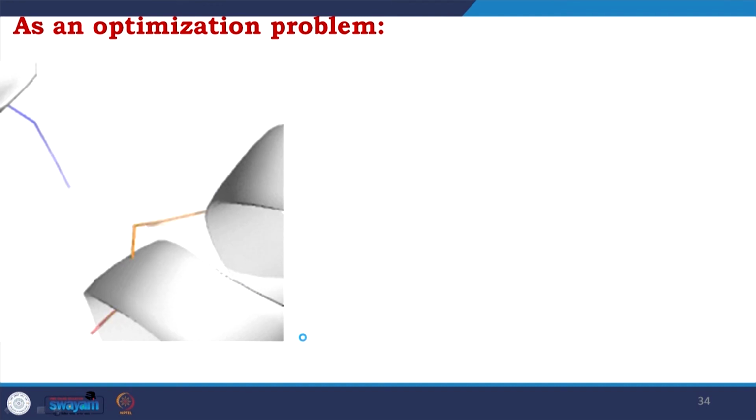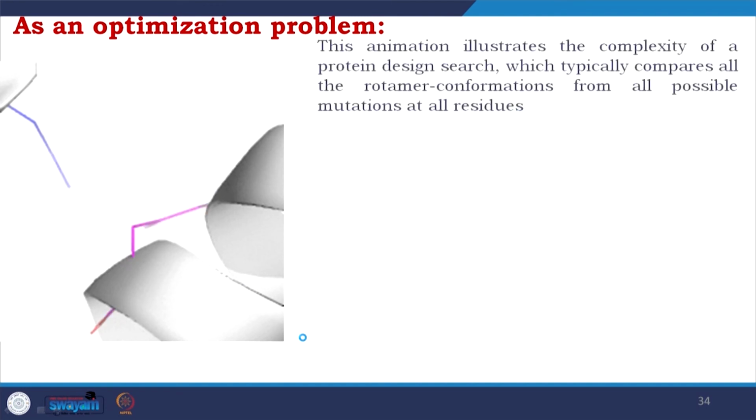So, if you look at these animations, they illustrate the complexity of a protein design search. By the way, this is taken from a structure of myoglobin.